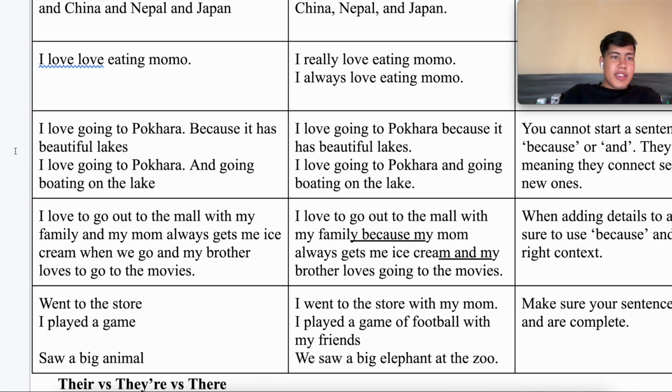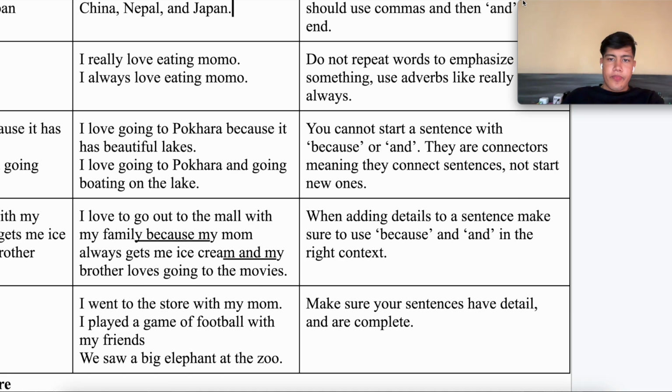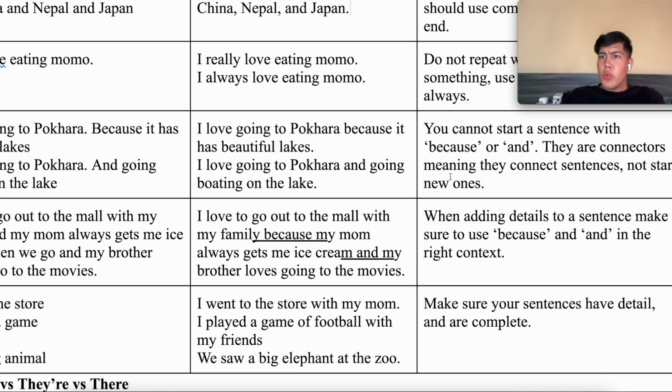So let's look at this one. I love going to Pokhara because it has beautiful lakes. I love going to Pokhara, full stop, and going boating on the lake. And there's a full stop there, there's a full stop here. Now, what's the problem with this? This is important. You cannot start a sentence with because or and. They are connectors. Okay. Now, what are connectors?